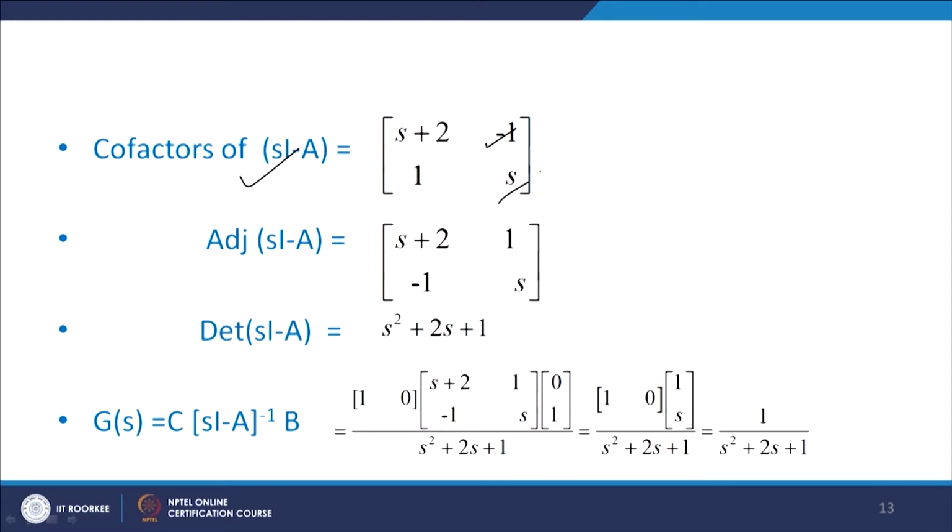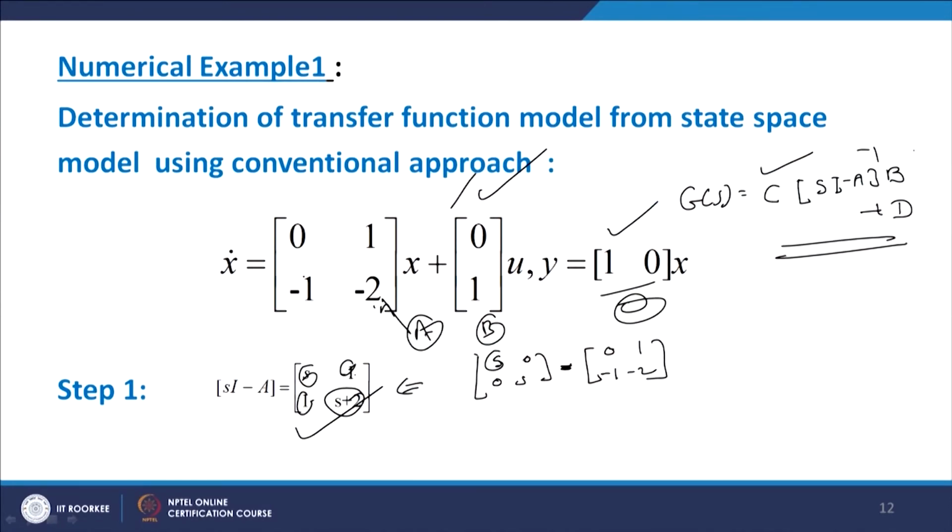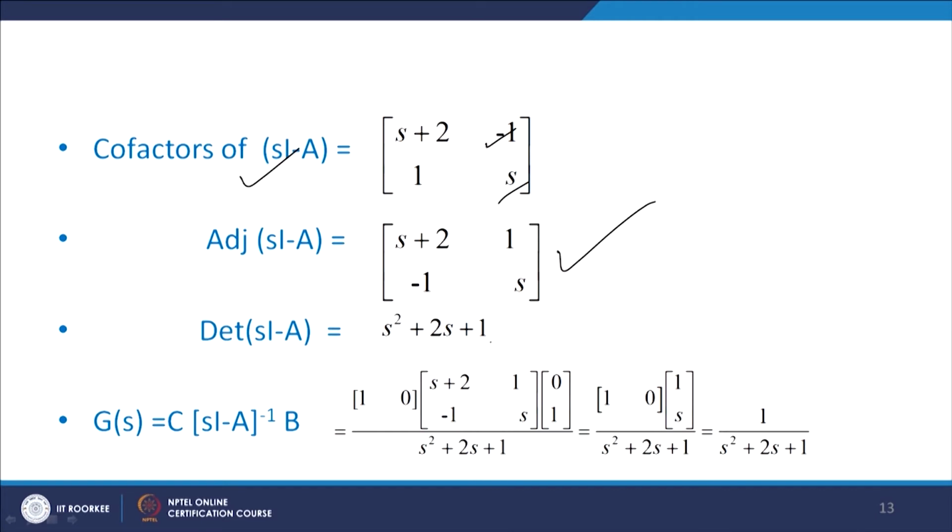Now we have to take the adjoint. Adjoint means we have taken [s plus 2, 1; minus 1, s], this we got as the adjoint, and then we require the determinant. So how to calculate the determinant? s times s plus 2, then here we have plus 1, that is you will find s square plus 2s plus 1. We have got this s square plus 2s plus 1, that is the determinant.